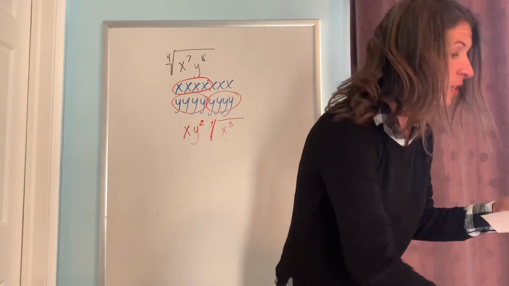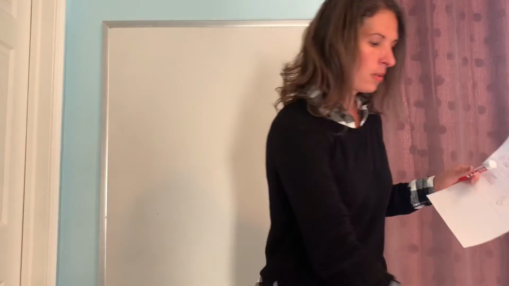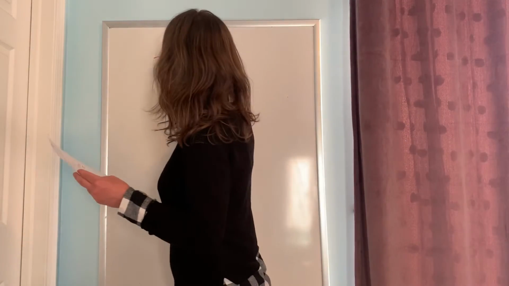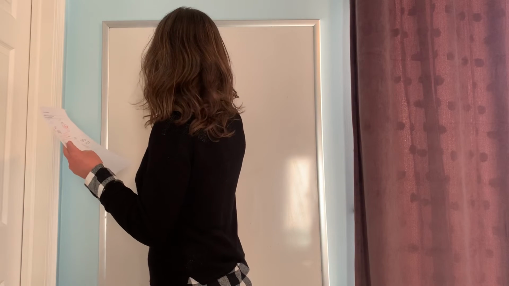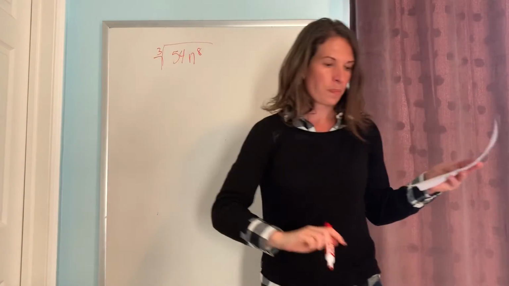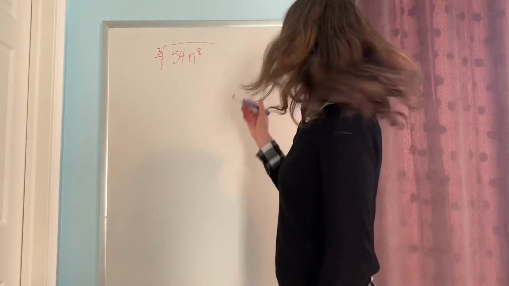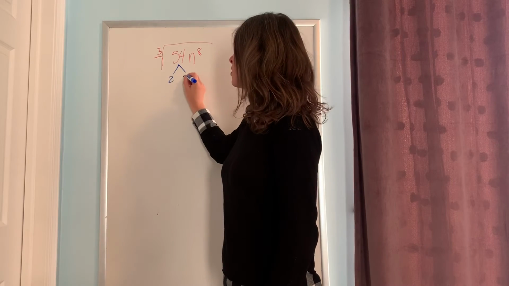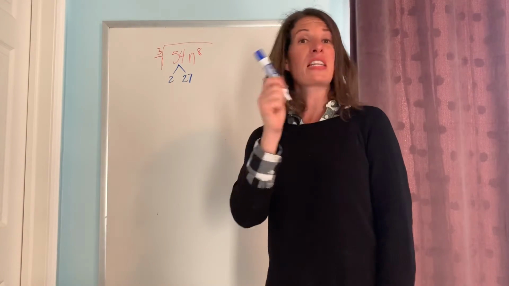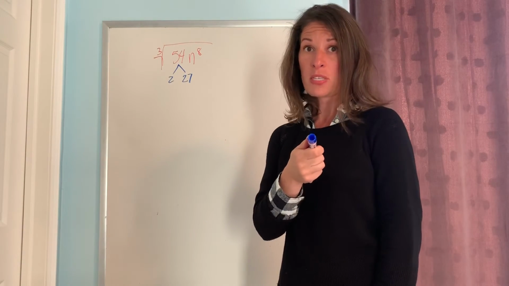One more question left. This one includes numbers and letters. So number 7 is the cube root of 54 n to the 8th. So the first thing I'm going to do is I'm going to prime factor 54. 54 is an even number, so I know that it's divisible by 2. 27 is not, but I do know that it's divisible by 3. Check your factor sheet that's loaded up onto the website if you need it.